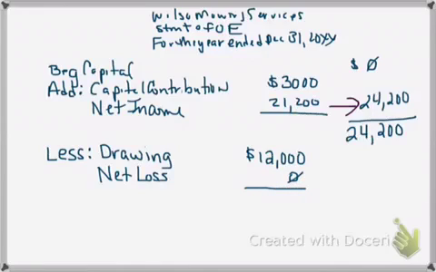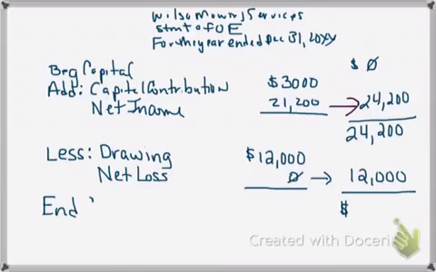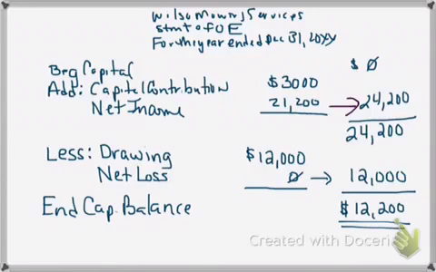So I would take and add these two amounts again. I just add them and they move over. So I would have the $12,000. And so this is going to leave me, in this particular case, the ending capital balance would be at $12,200. Notice the dollar sign, the double underline, because I am finished with this particular statement.